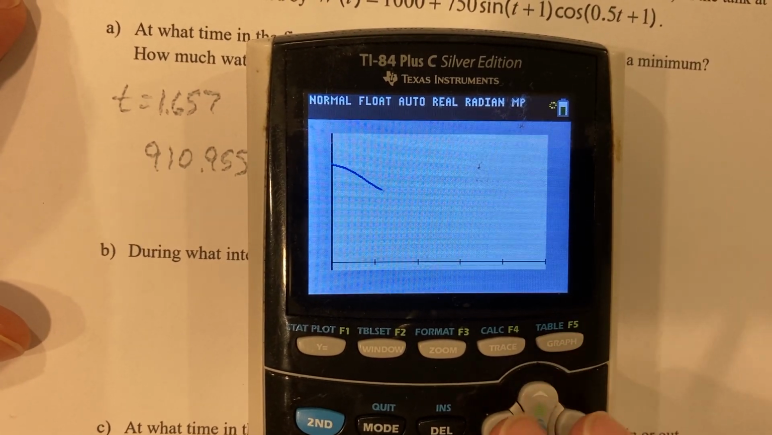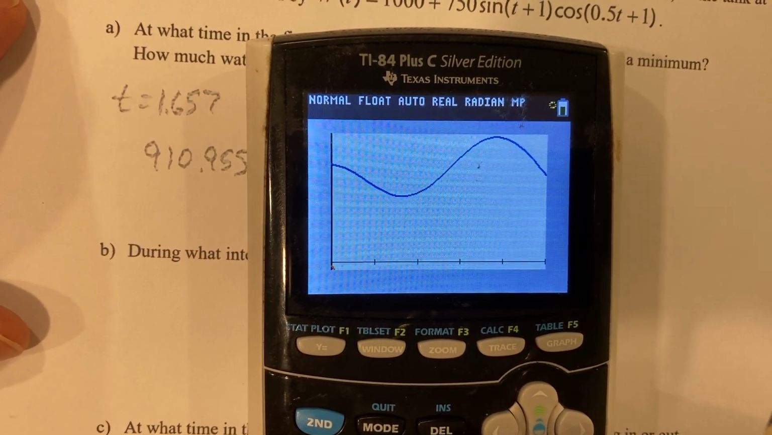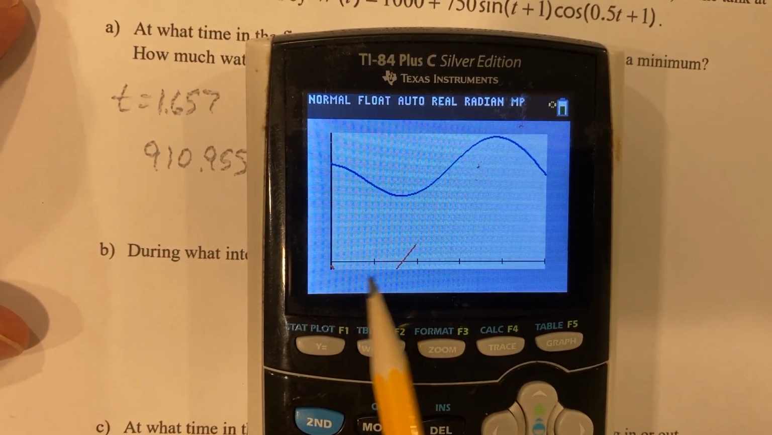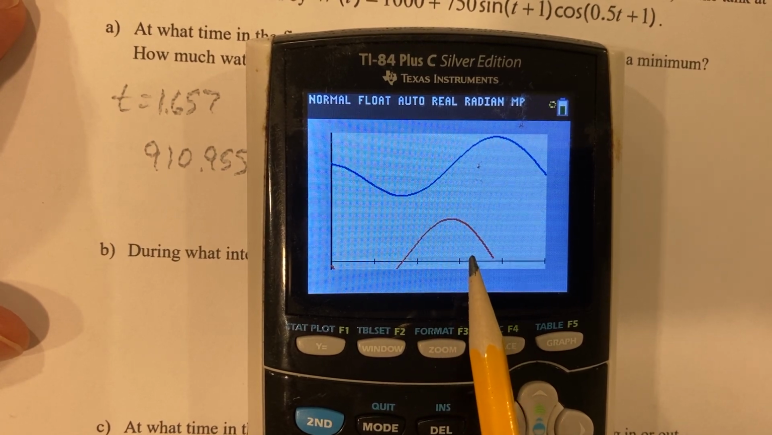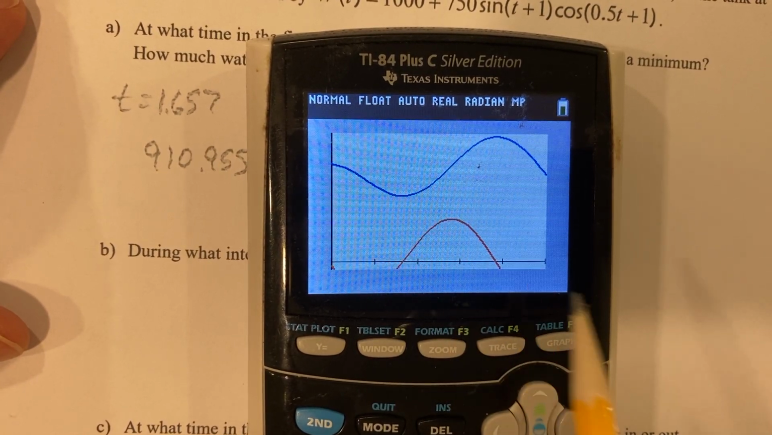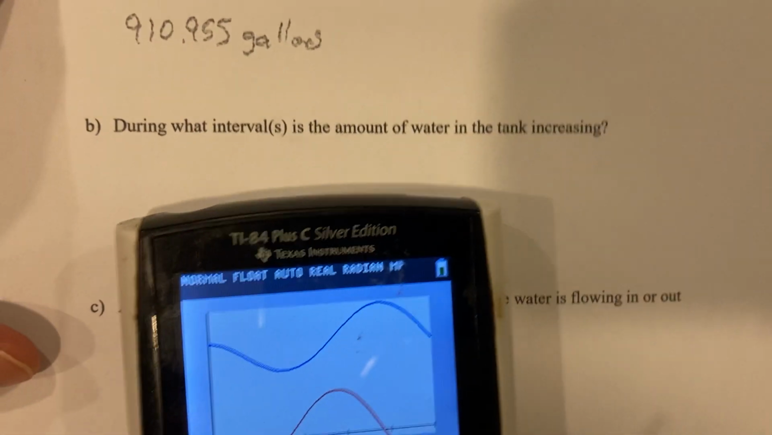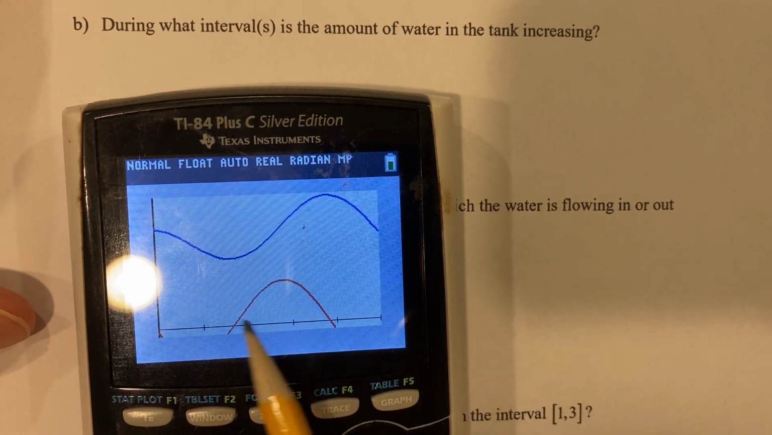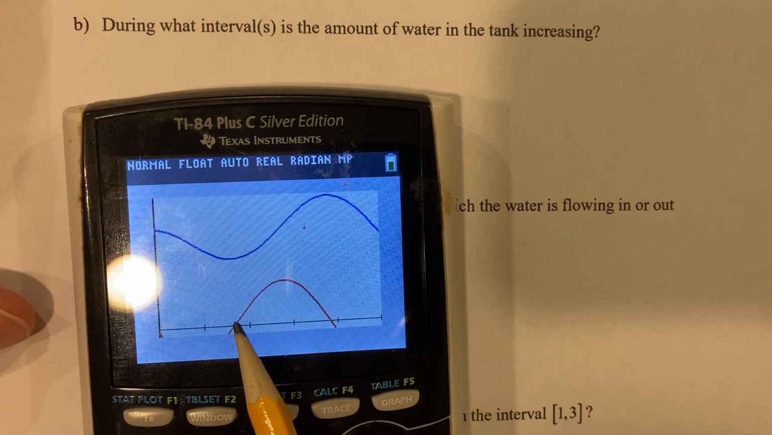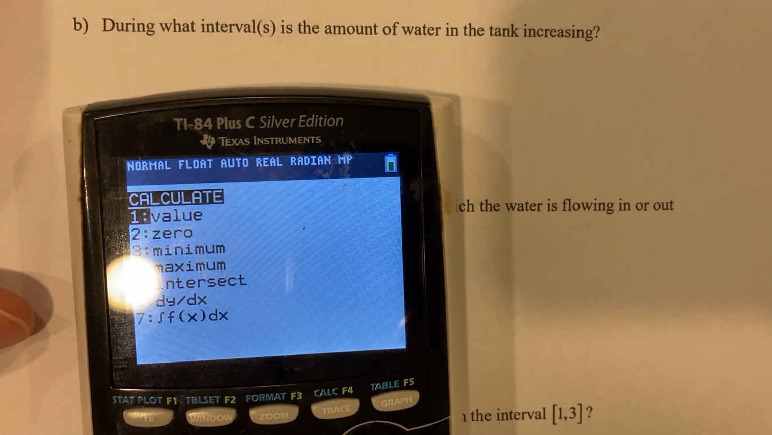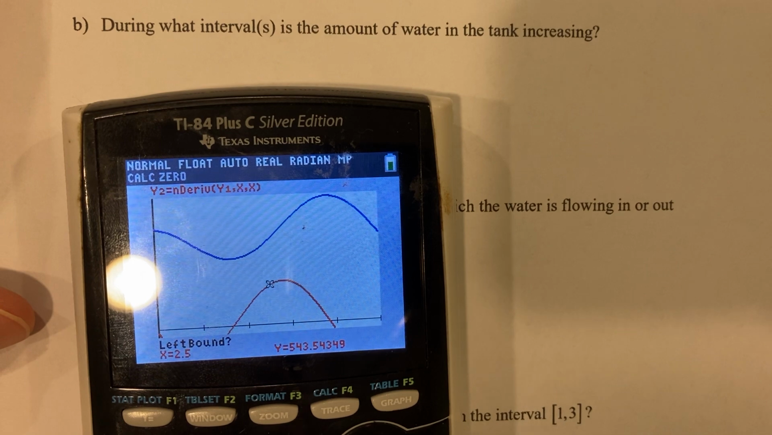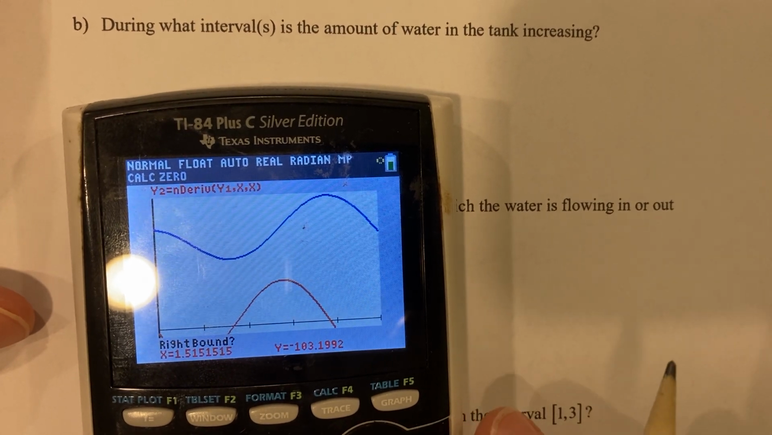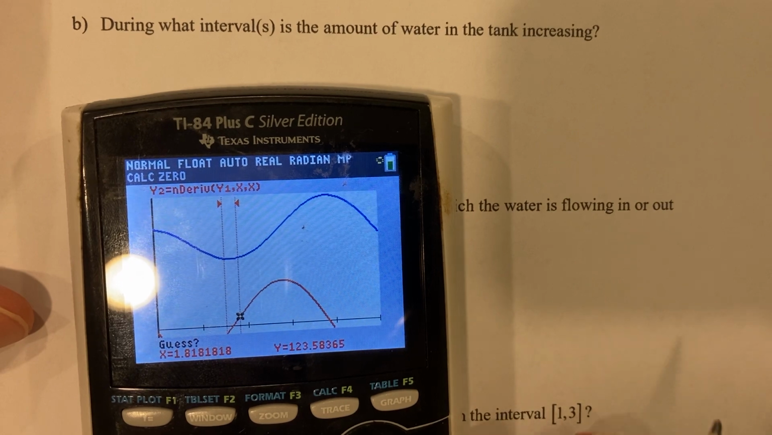So if I hit graph, there's the volume equation again, going up and down for the first 5 hours. And you can see that I haven't made enough negative for the y. It will be okay for answering our question, which is when are we increasing, because we're going to be increasing when our derivative is positive. So I'm going to actually leave it for right now. And I want to see what this time is and what this time is. So I go second calculate 0, move up, make sure I'm on the red graph, and I'm going to go over. So be to the left of it, be to the right of it, hit enter.